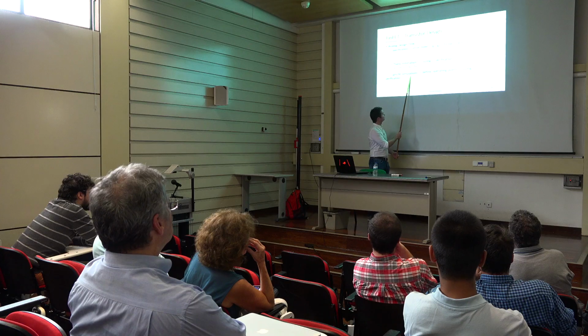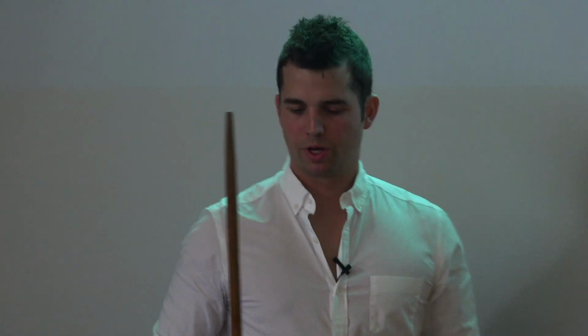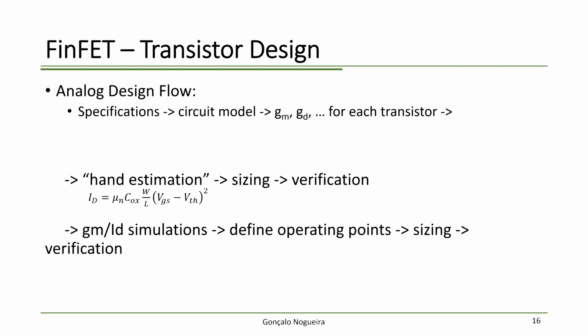So my idea for you is to use gm over ID simulations. You plot the transistor parameters as a function of gm over ID. You define operating points for the transistor, you size them, and then you go and verify and check if everything is on point.